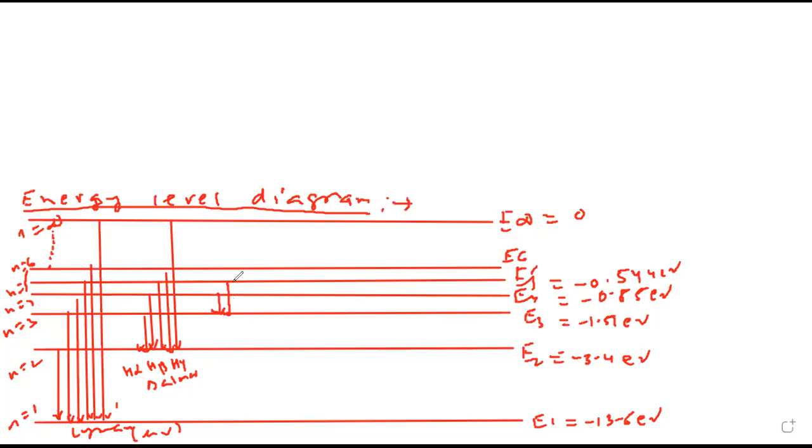Any higher orbit to the third is called the Paschen series. Any higher orbit to the fourth is called the Brackett series. Any higher orbit to the fifth is called the Pfund series. This belongs to visible, this belongs to infrared, this is near infrared, this is called far infrared. Please draw this diagram.